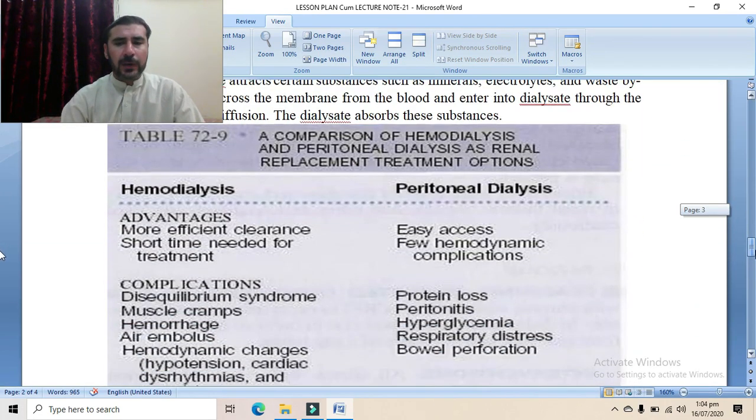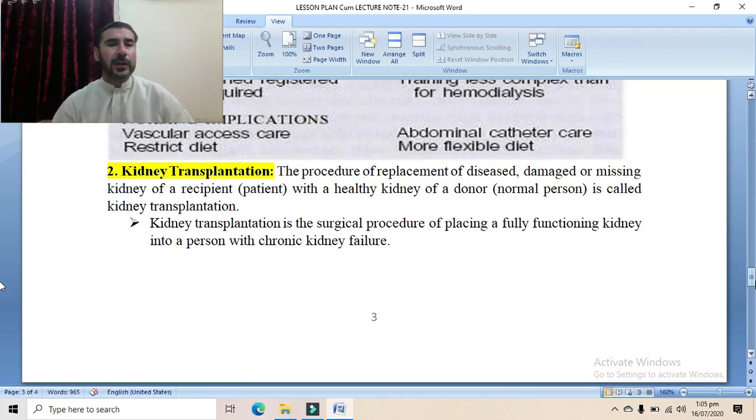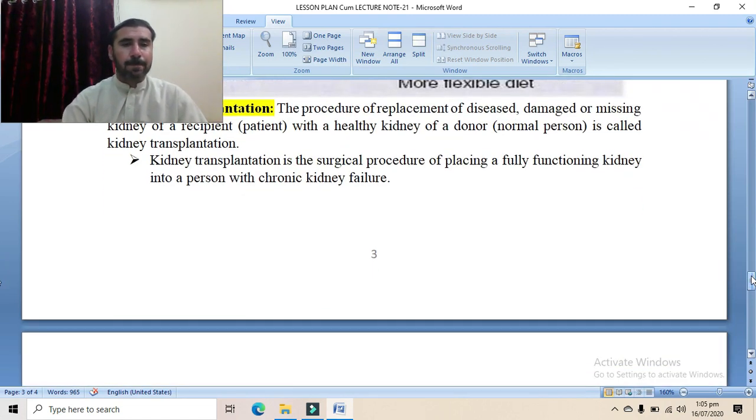Another solution of chronic renal failure is kidney transplantation. Though it is an expensive solution, and there are several efforts involved, because kidney matching is important. Kidney transplantation is a process in which a diseased, damaged or missing kidney of a patient is replaced with the healthy kidney of a healthy person. Now there are two basic requirements. Number one, the donor, which is giving the kidney to the recipient, the blood group, the ABO system, must be matched with the recipient.